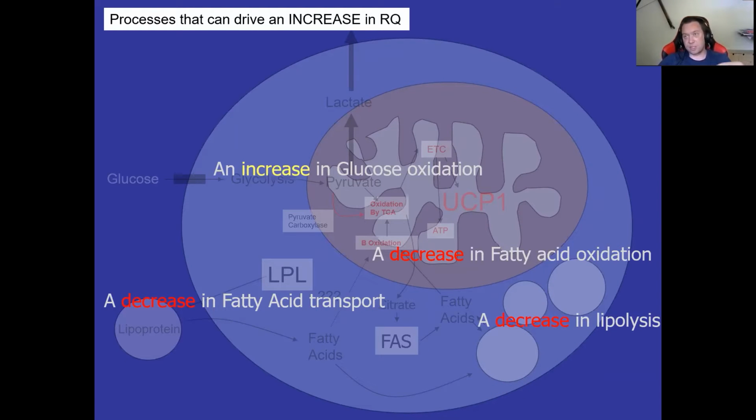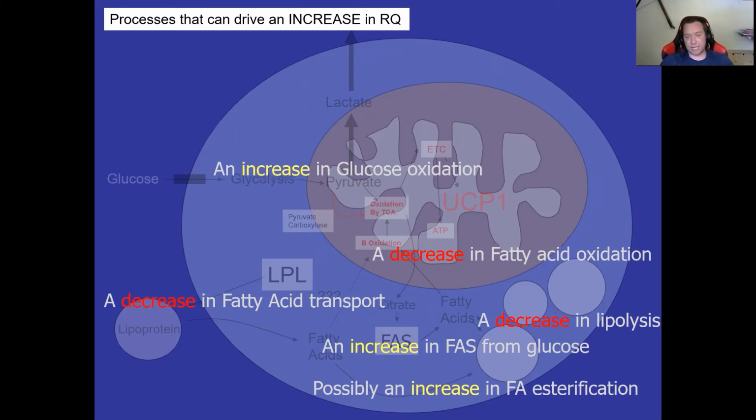Decrease in lipolysis, we've already mentioned this. Possibly an increase in fatty acid esterification, again, locking up fatty acids and stopping them being used for oxidation. And finally, an increase in fatty acid synthesis from glucose. Fatty acid synthesis has an RQ of 5, converting glucose into fat. And although it's usually a relatively small proportion of the mouse's metabolism, it can drive RQs up to quite high levels.